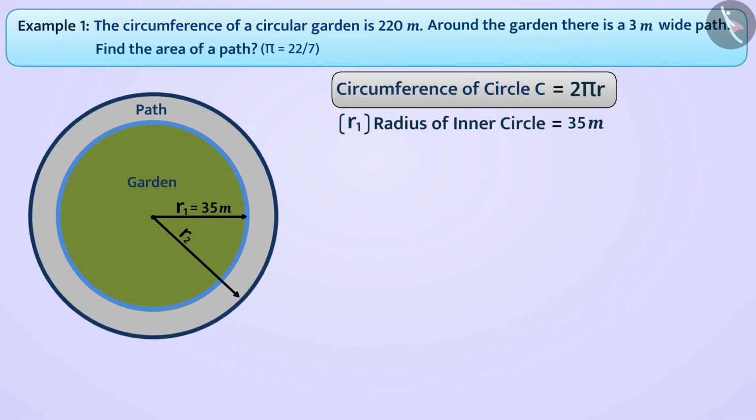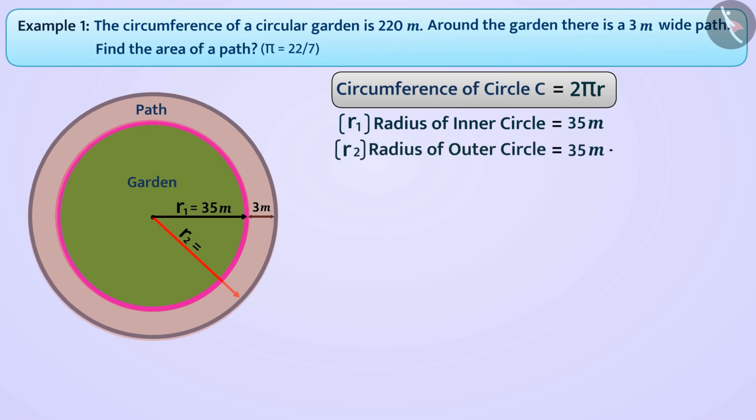Now, can you tell what will be the radius R2 of the outer circle? Think. Absolutely right. To find out the radius of the outer circle, we need to add the width of the path to the radius of the circular garden. That is, radius of outer circle R2, 35 meter plus 3 meter is equal to 38 meter.